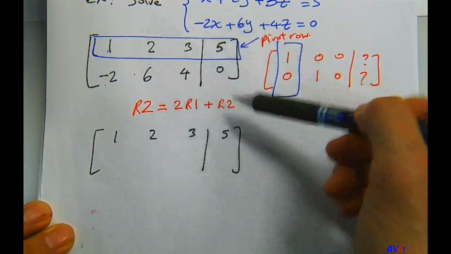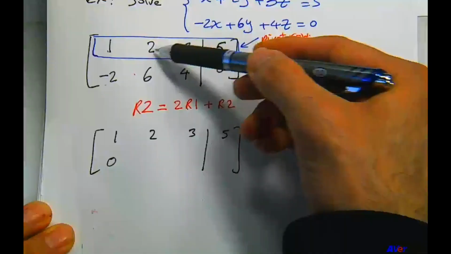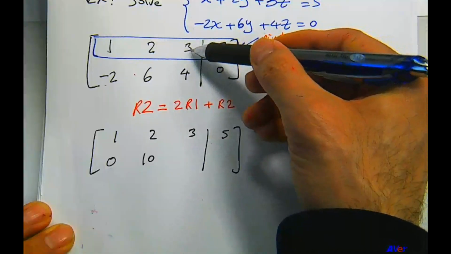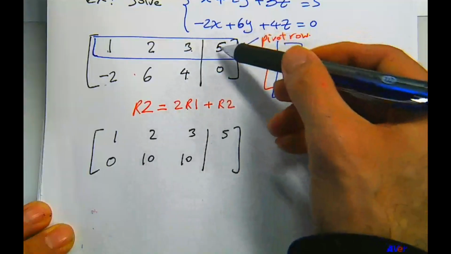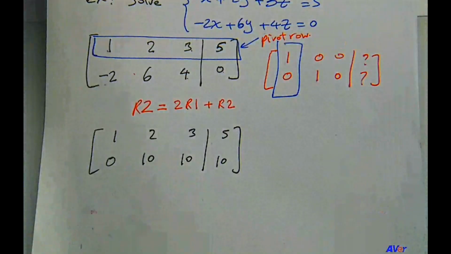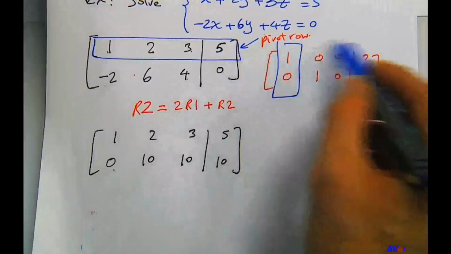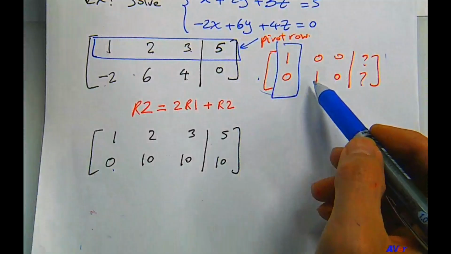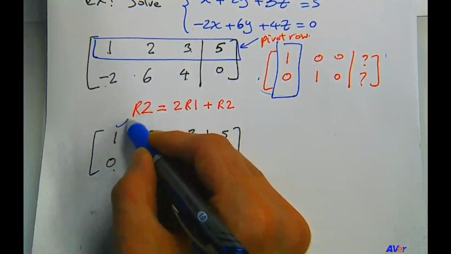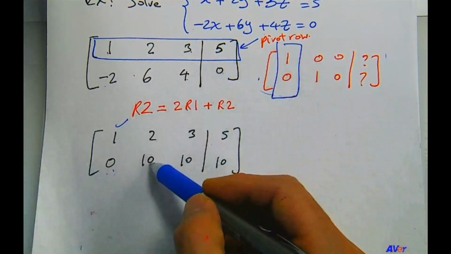Two times row 1 plus row 2. 2 times 1 is 2, plus negative 2, 0. 2 times 2 is 4, plus 6, 10. 2 times 3 is 6, plus 4, 10. 2 times 5 is 10, plus 0, 10. Now compare this with the reduced row echelon form, which is our objective. Did we get the first column done? Yes. This column looks exactly like that. So now we move to the second column.